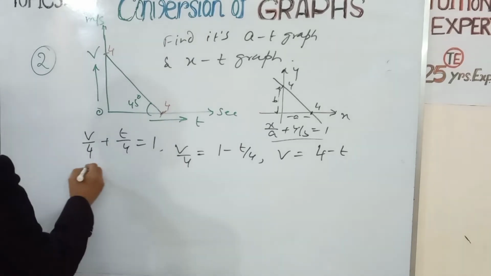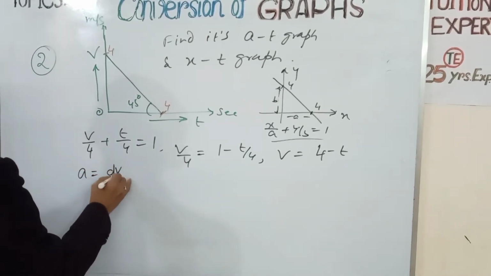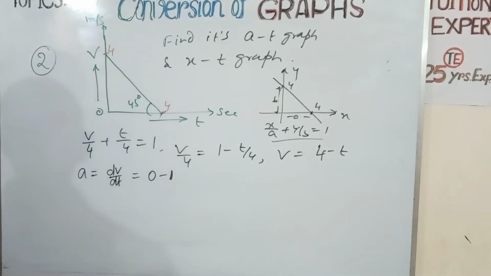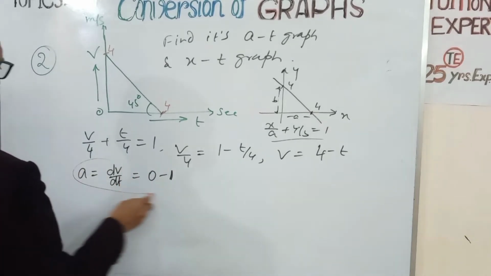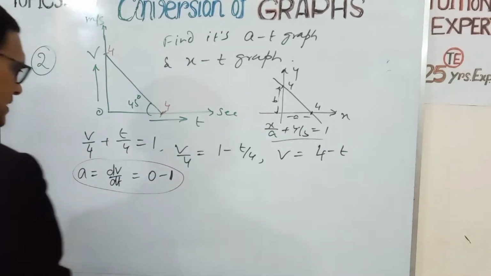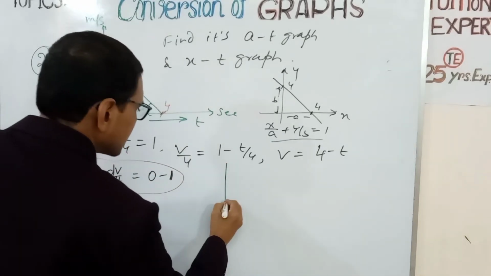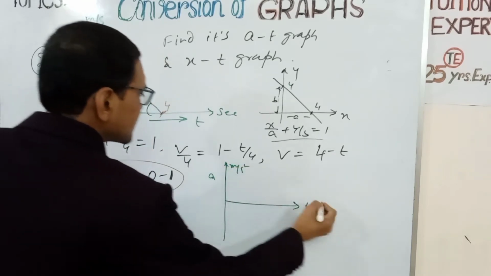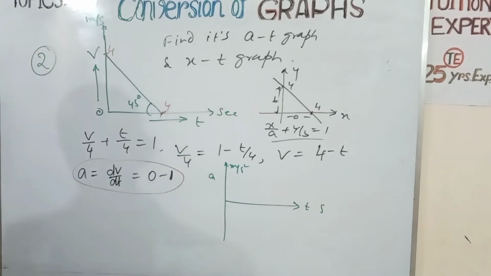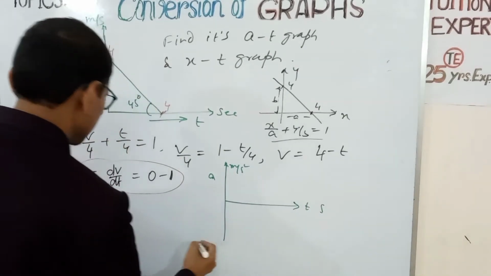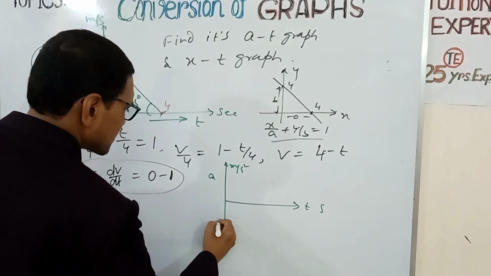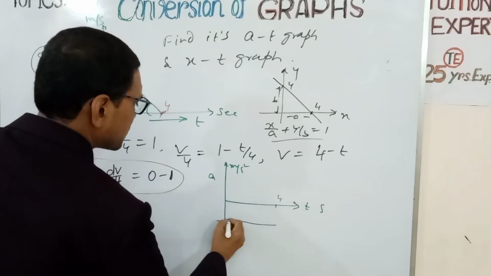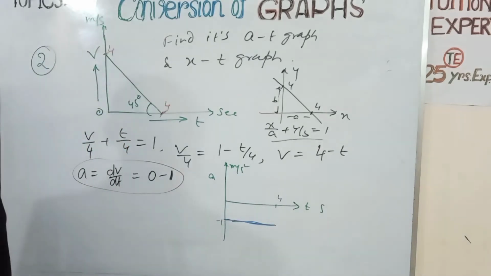So acceleration equal to dv by dt, that is 0 minus 1. So acceleration equal to minus 1, a equal to minus 1. So the at graph will be, if this is a, this is t, in meter per second square, second, the graph will be at minus 1, that is negative. Suppose this is minus 1, so the graph will be this, this is 4, the at graph will be this.